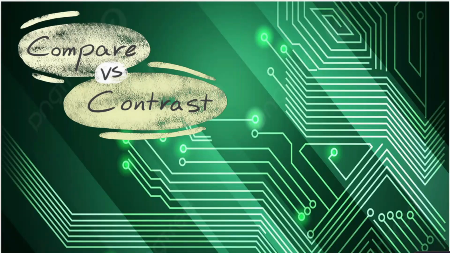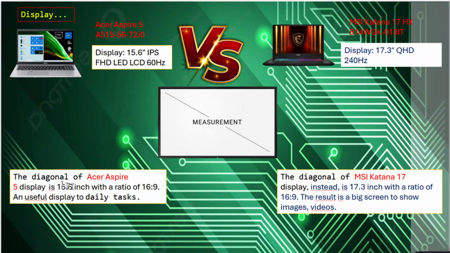Compare and contrast. Display. The diagonal of the Acer Aspire 5 display is 15.6 inches with a ratio of 16:9, a useful display for daily tasks. The diagonal of the MSI Katana 17 display instead is 17.3 inches with a ratio of 16:9. The result is a big screen to show images and video.